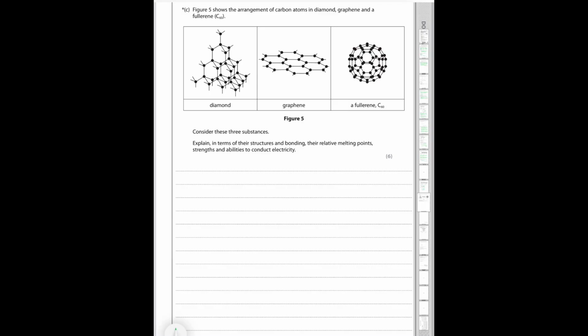In part C, we are shown figure 5, which shows the arrangement of carbon atoms in diamond, graphene, and a fullerene. So we're looking at allotropes of carbon. What we have to do is consider the 3 substances and explain, in terms of their structures and bonding, their relative melting points, their strengths and ability to conduct electricity.